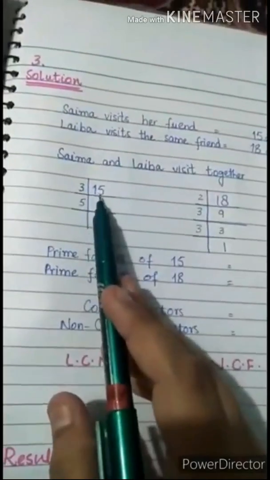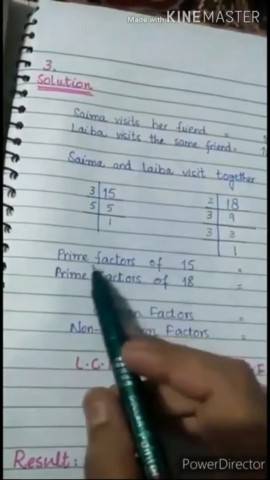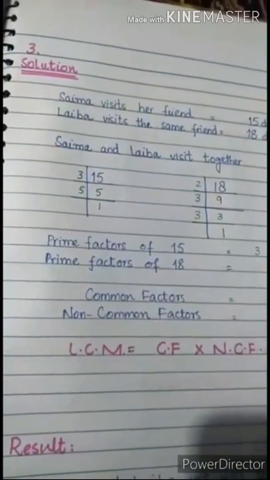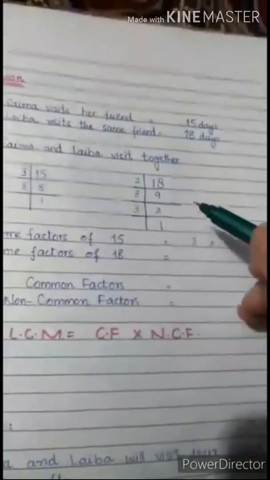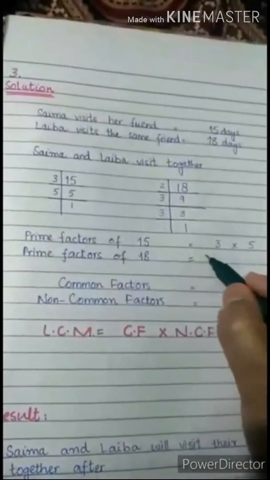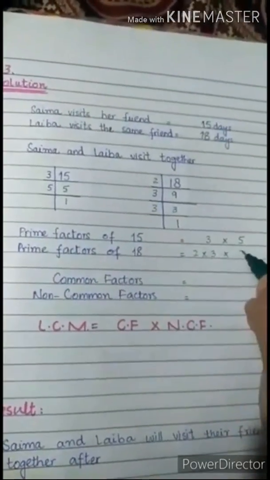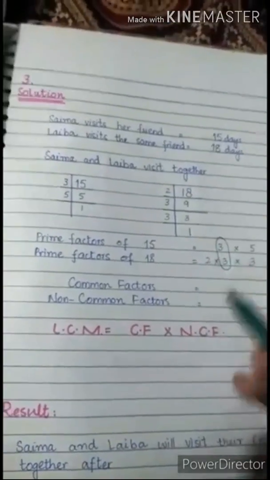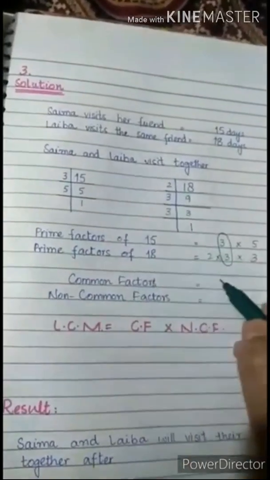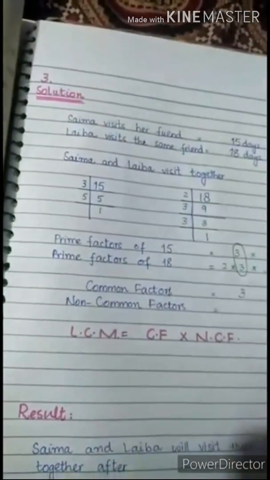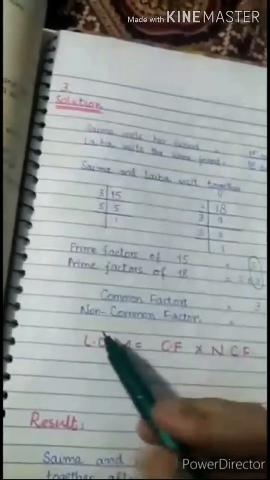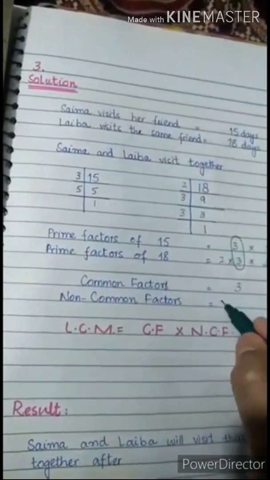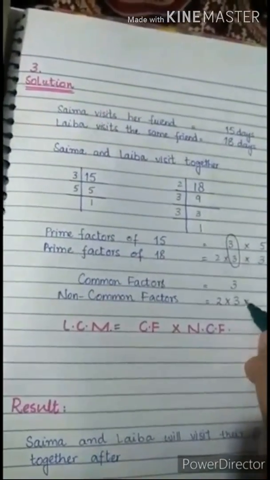So the prime factors of 15 are 3 and 5. We will write it here. The prime factors of 15 are 3 and 5. The prime factors of 18 are 2 into 3 into 3. So the common factor among these two is 3. What are the non-common factors? The non-common factors between 15 and 18 are 2 into 3 into 5.